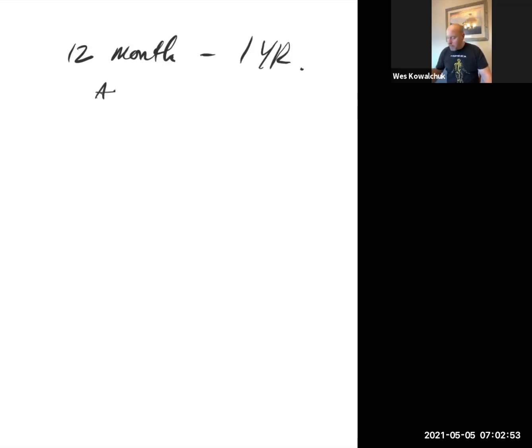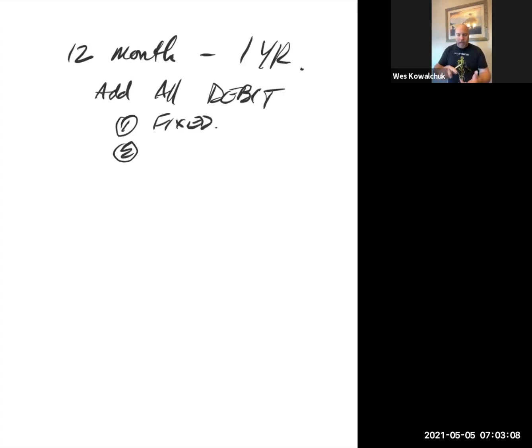I want you to add up all the debits, that's all the expenses that come out of your bank account, and break them into two categories. The first category is all the fixed expenses. That's stuff like insurance, power bill, gas bill, water bill, wages for the office staff, software, any of those expenses that you have to pay. Those are fixed expenses. That's what we call the overhead side of the business.